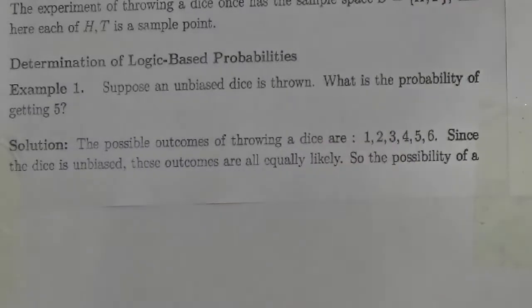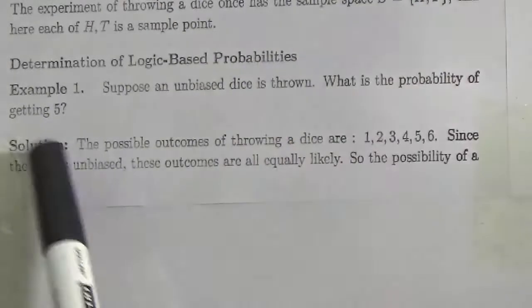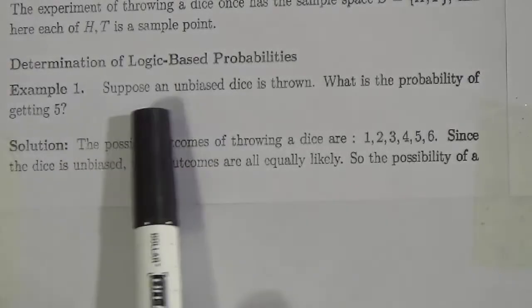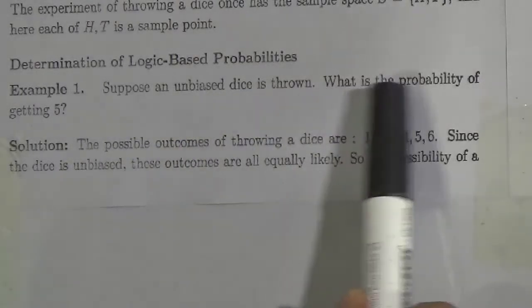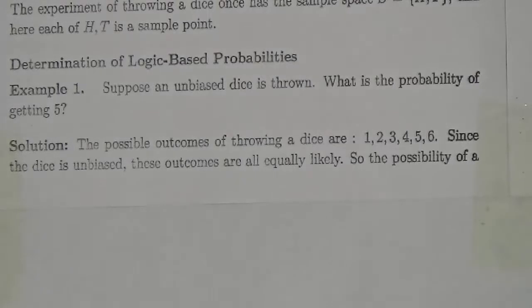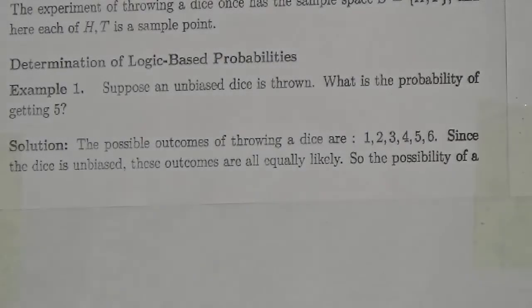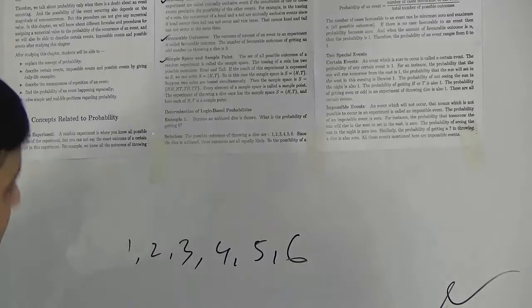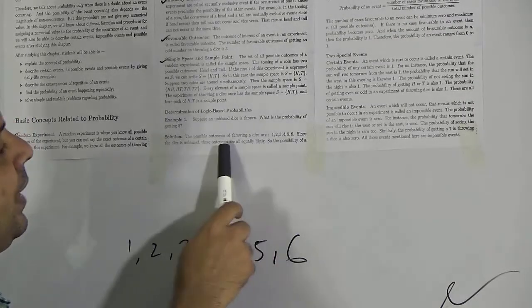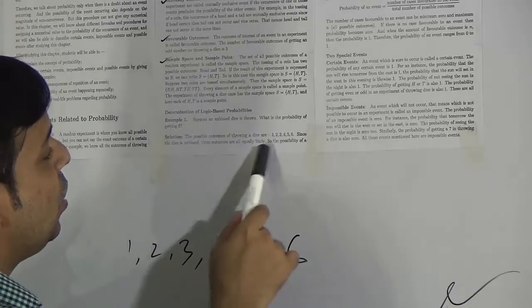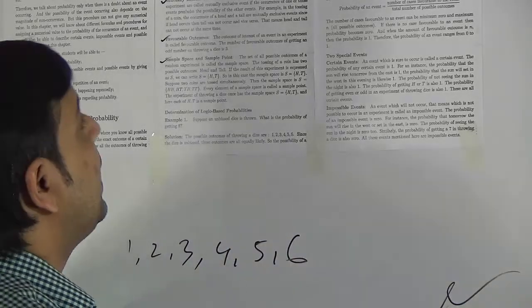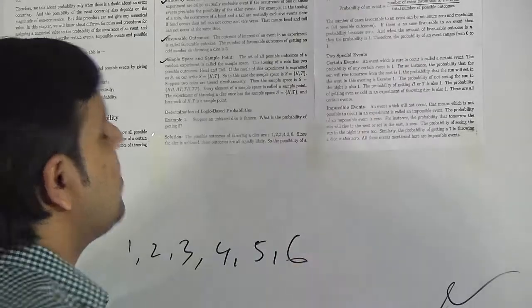Dear students, here example 1 and example 2 are given. In example 1, suppose an unbiased dice is thrown. What is the probability of getting 5? The possible outcomes of throwing a dice are 1, 2, 3, 4, 5 and 6. Since the dice is unbiased, these outcomes are equally likely. So the probability of a particular outcome is 1/6.